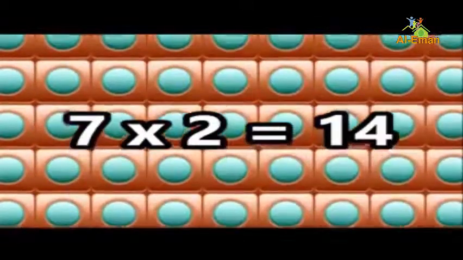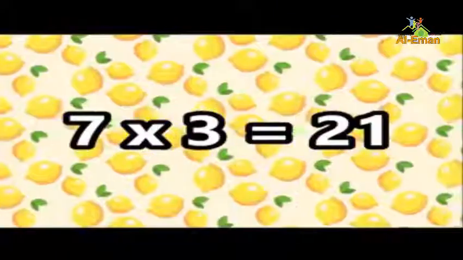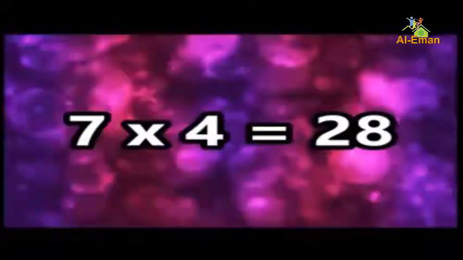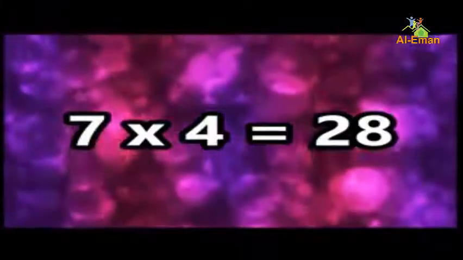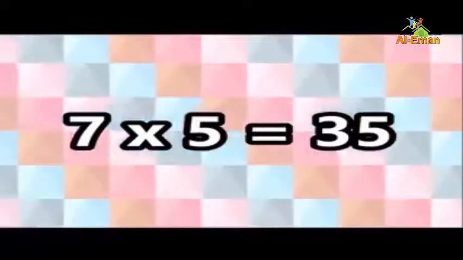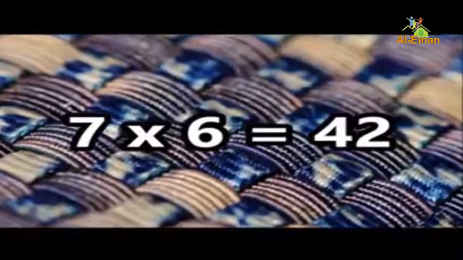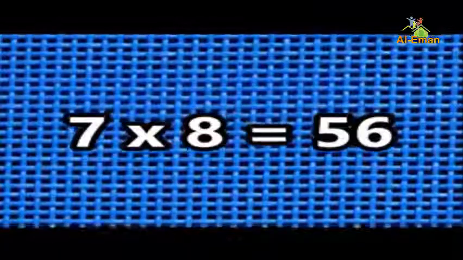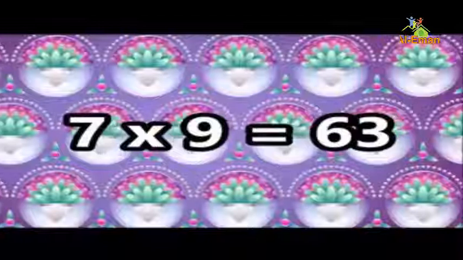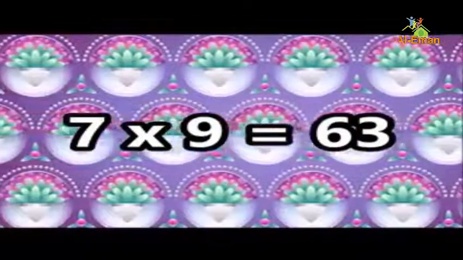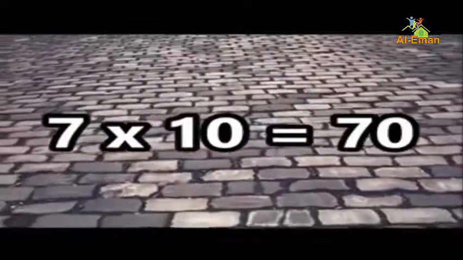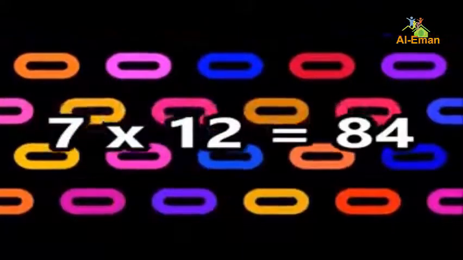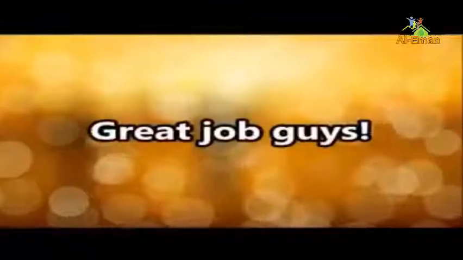7 times 1 is 7. 7 times 2 is 14. 7 times 3 is 21. And 7 times 4 is 28. 7 times 5 is 35. And 7 times 6 is 42. 7 times 7 is 49. And 7 times 8 is 56. 7 times 9 is 63. And 7 times 10 is 70. 7 times 11 is 77. And 7 times 12 is 84. Great job, guys.